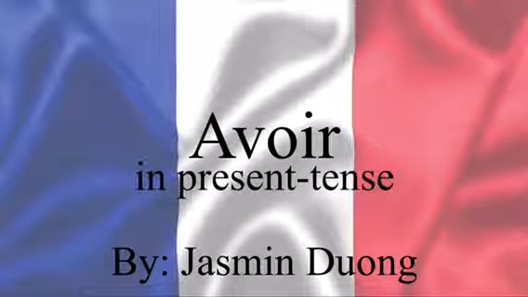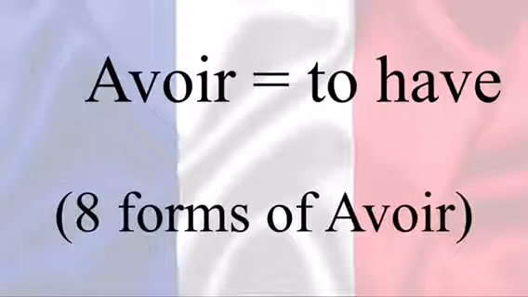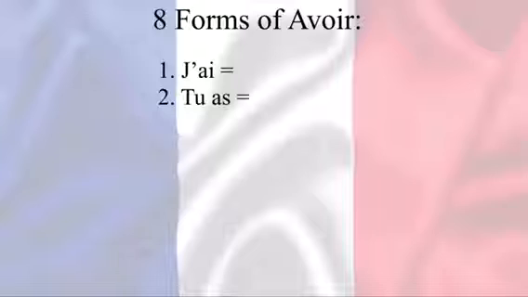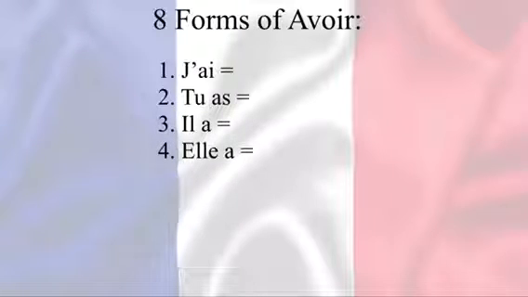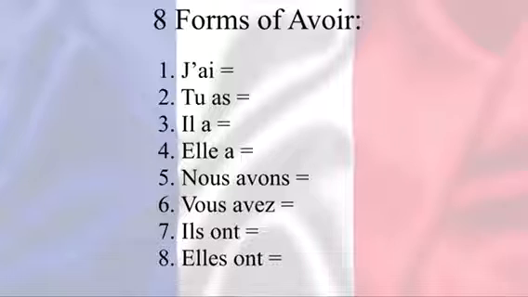Avoir in present tense. The French word avoir translates to have in English. We have 8 forms of present tense avoir. They are j'ai, tu as, il a, elle a, nous avons, vous avez, ils ont, and elles ont.